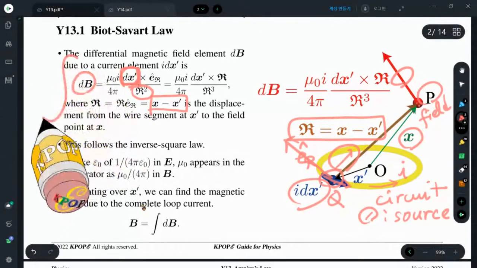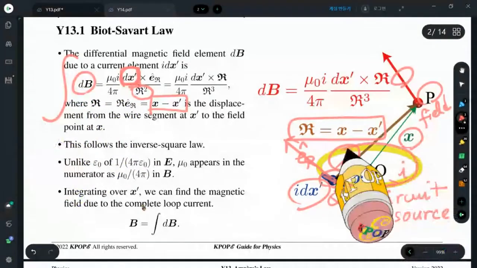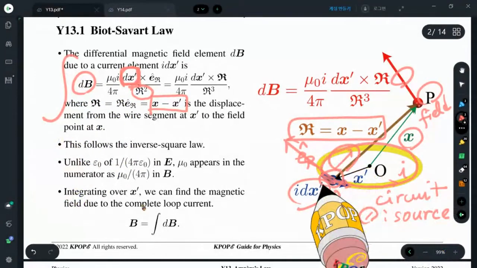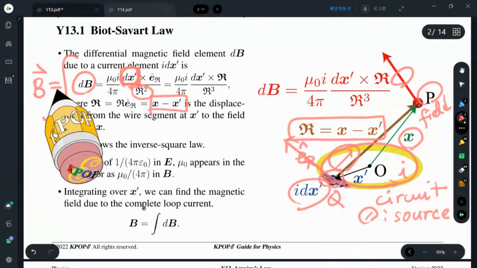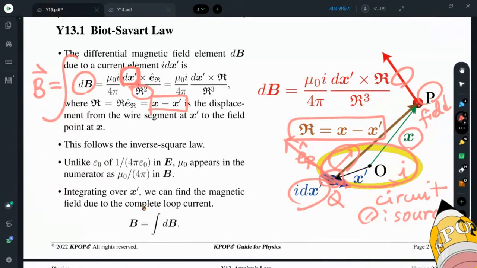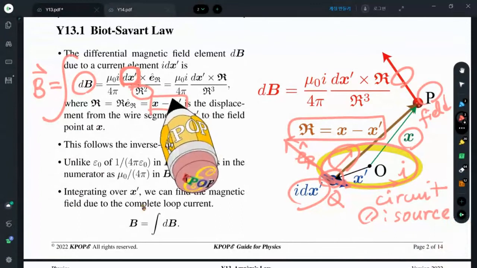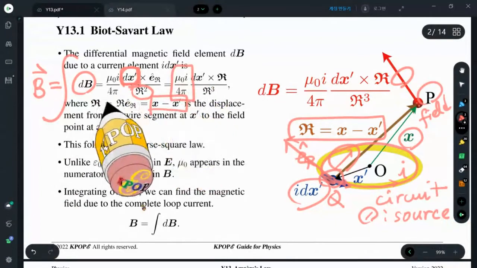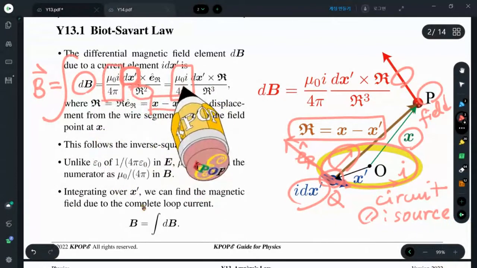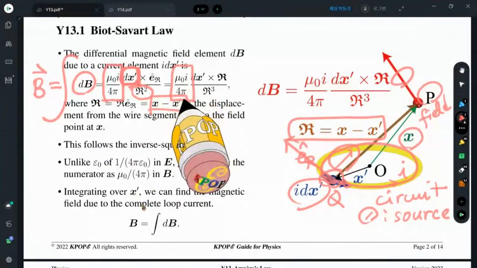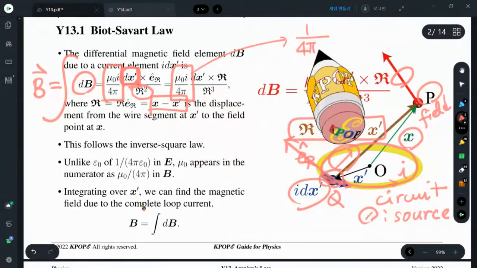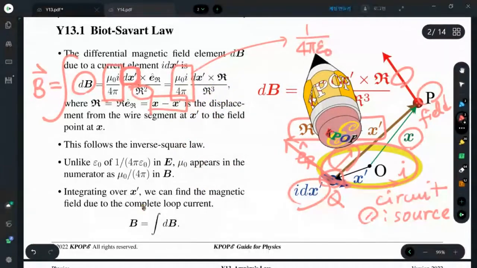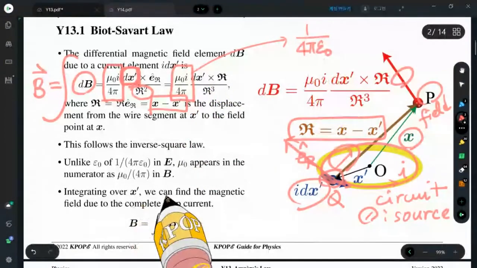You want to integrate over the whole circuit to find the induced magnetic field due to the circuit. Again, we have a proportionality constant, mu 0 I divided by 4 pi, instead of 1 over 4 pi epsilon 0.